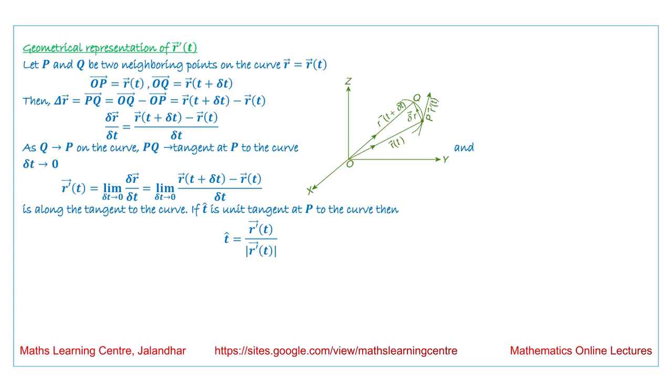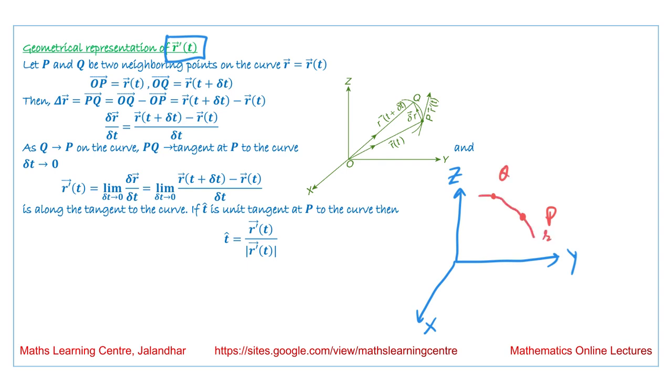Next we have the geometrical representation of r dash of t, the first derivative of r(t), where r(t) is the position vector. Suppose we are talking about this situation over here: this is the x axis, y axis and z axis, and there is a point P over here, and Q is another point on the curve. This is the curve, r vector t, we are talking about.